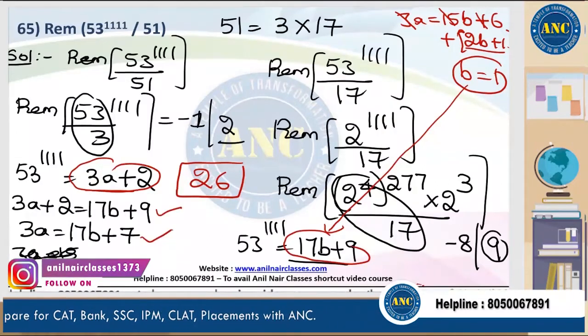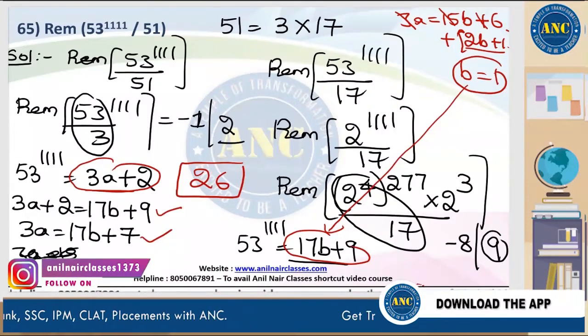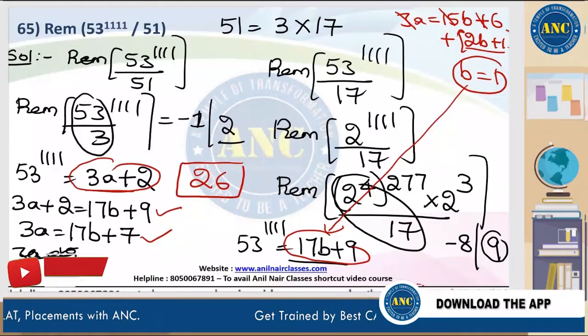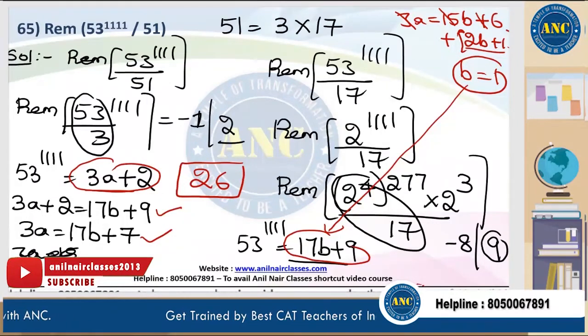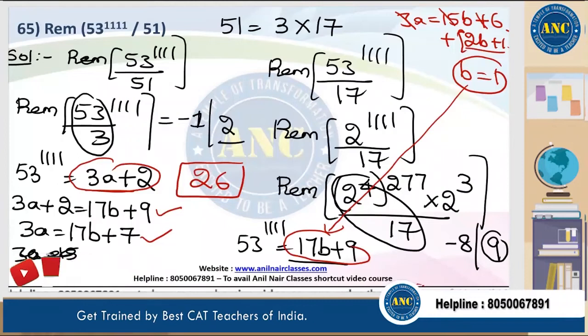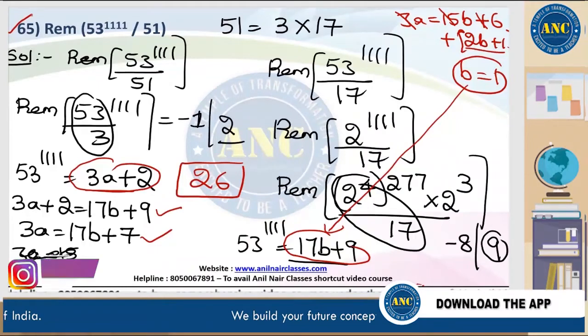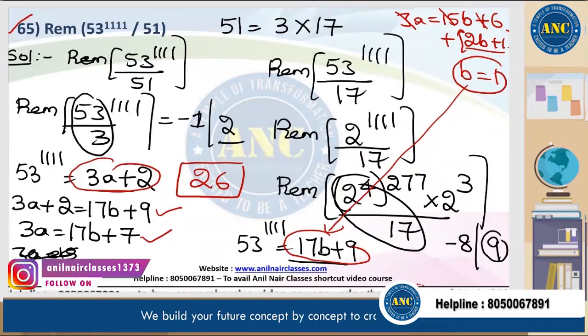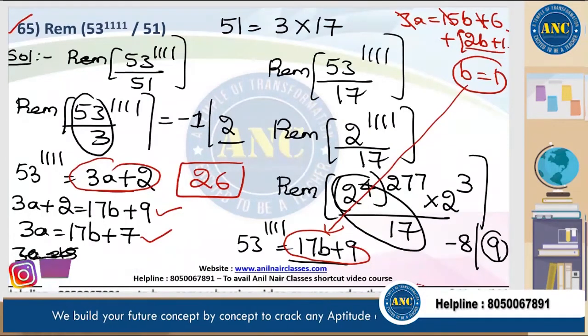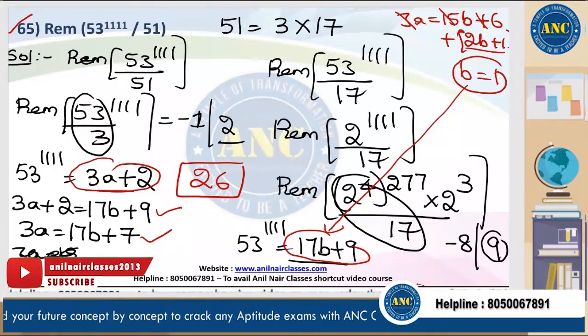Right, 3a is divisible by 3, 15b is divisible by 3, 6 is divisible by 3, 2b plus 1 is divisible by 3, so b value 1. If b is 1, 17 plus 9 is 26. I hope the first problem, the introductory problem to Chinese remainder theorem, is clear.